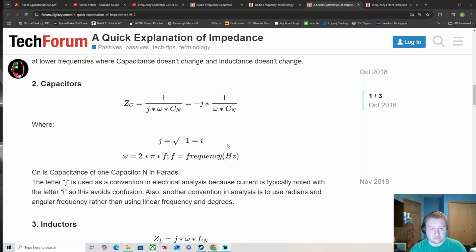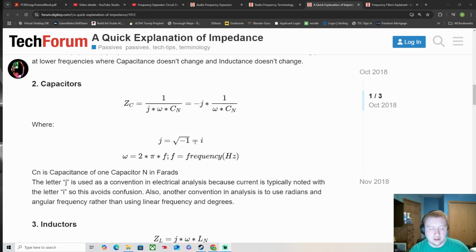Sorry, let me correct myself. Angular frequency is omega. We use radians and angular frequency rather than linear frequency because it just works out in calculations that way.